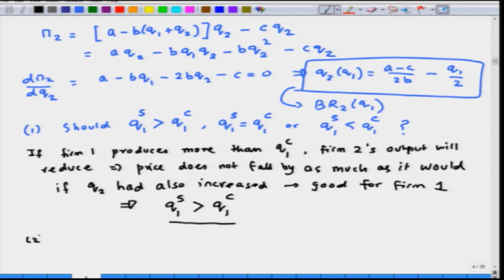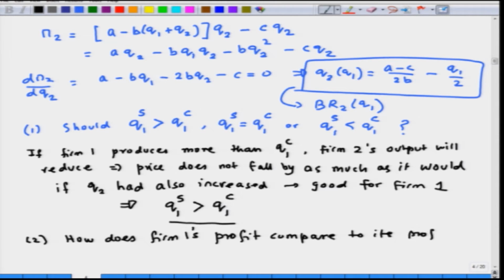Now, let us ask, how does firm 1's profit compare to its profit under the Cournot model? Again, let us think about this. In other words, we are asking what can we say about the profit that firm 1 gets in the Stackelberg model versus the Cournot profit.